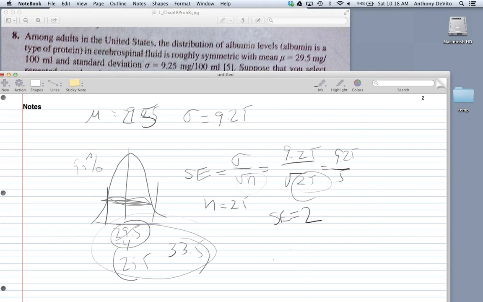Okay, so 33 milligrams is going to be up here somewhere, right? So we want to know what percentage are above this number. Well, since we know that this is normally distributed. In this case, it's not. We know it's normally distributed not because of the sample size, but because we were basically told it was normally distributed when they told us it was symmetric. Okay, we're going to use our z table to figure out what this percentage is.